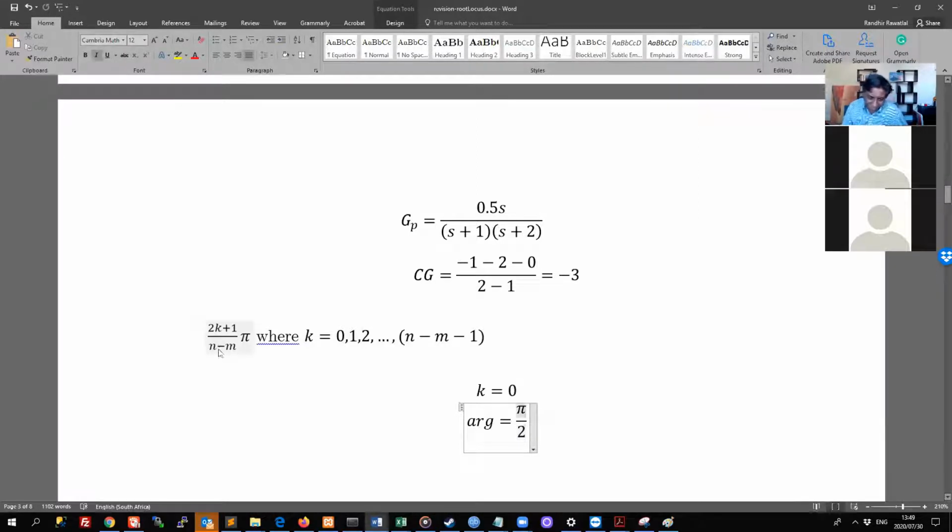I'm not trying to justify here, but this is just pi. So k is 0, and this up here is a 1. Then it's 2 minus 1, so that's a 1. So it's 1 over 1 times pi, so the argument is pi. So we are pointing in the negative real direction, and we are starting at -3.